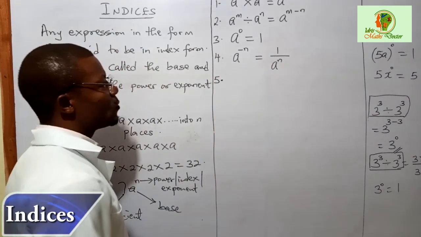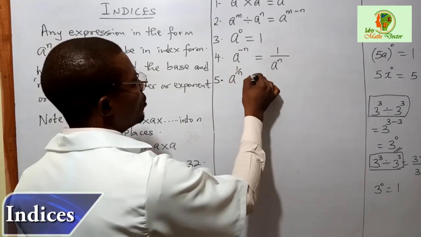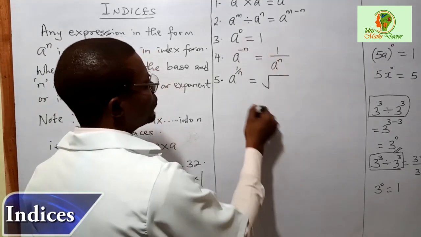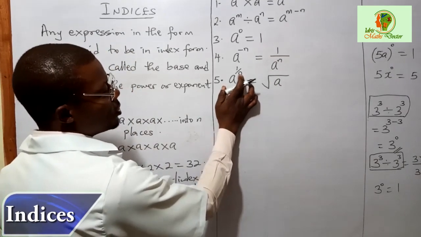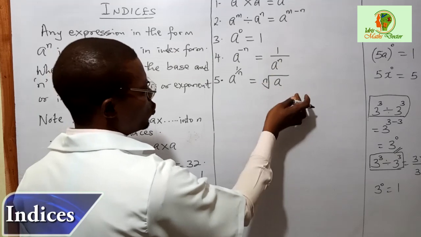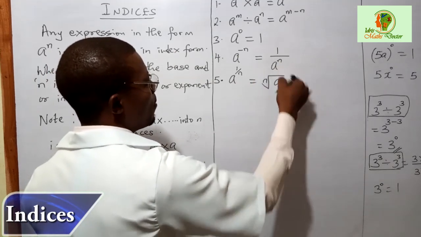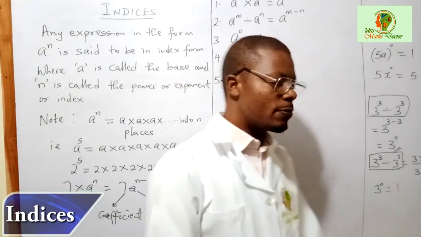Number 5. If you have a raised to power 1 over n, you open a root. The base must always be under the root. The denominator will become the nth root of the base. Then all raised to power 1. But mind you, any number raised to power 1 remains the same.